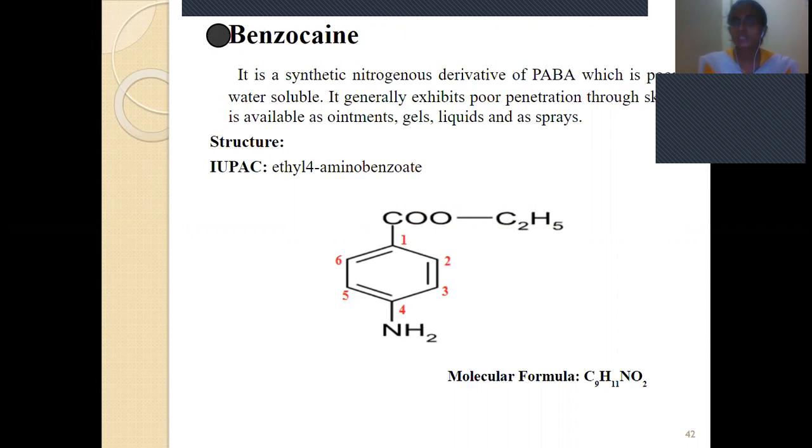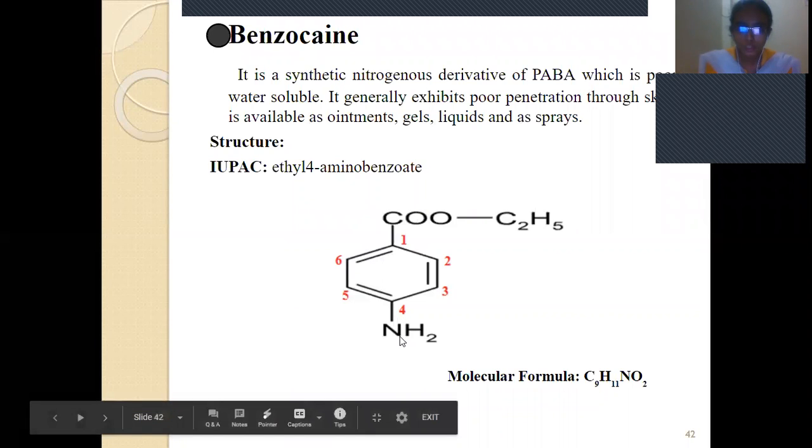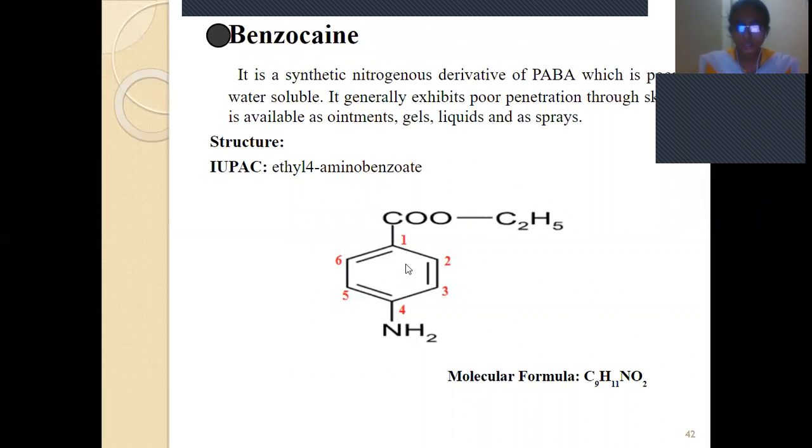This is a synthetic nitrogenous derivative of para-amino benzoic acid. PABA means para-amino benzoic acid, and it is poorly soluble in water, and available as ointments, gels, sprays and liquids. This is the structure, and the IUPAC name is ethyl 4-amino benzoate. This is the benzoate, this is the ethyl, and this is the amino. In the fourth position of the benzoate, the amino group is there.